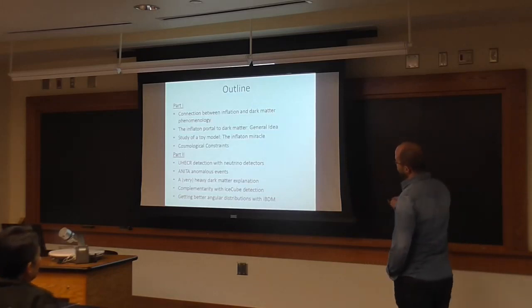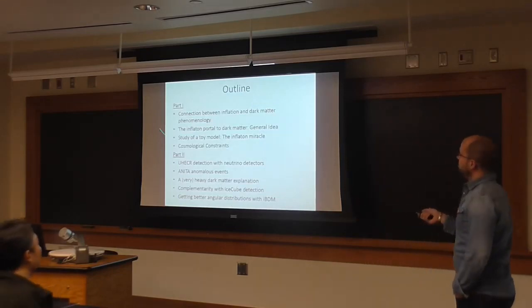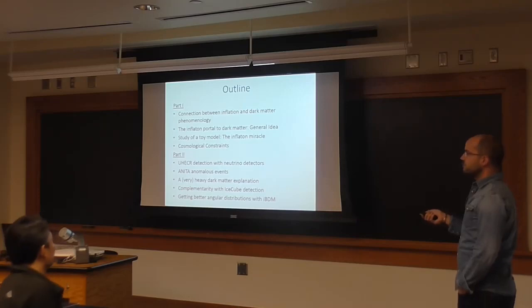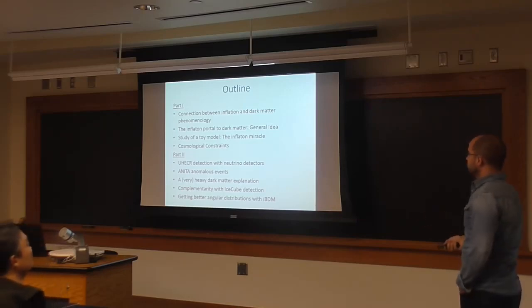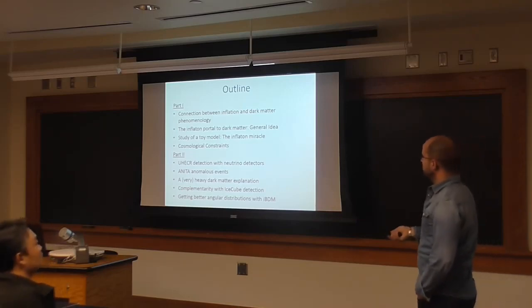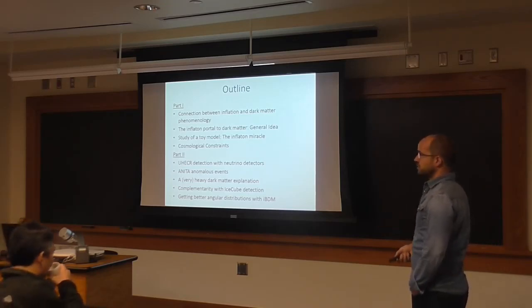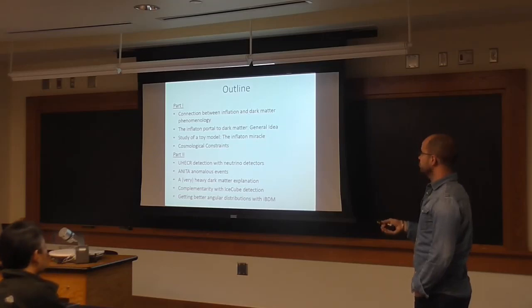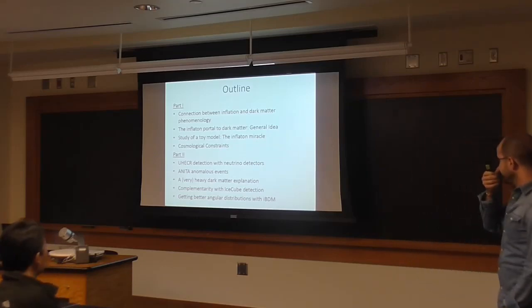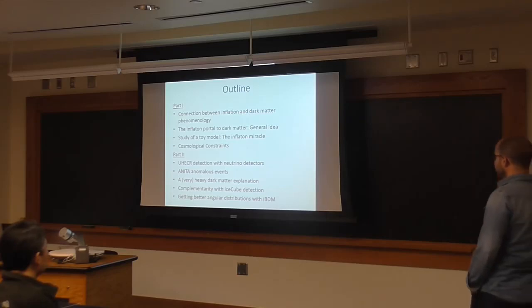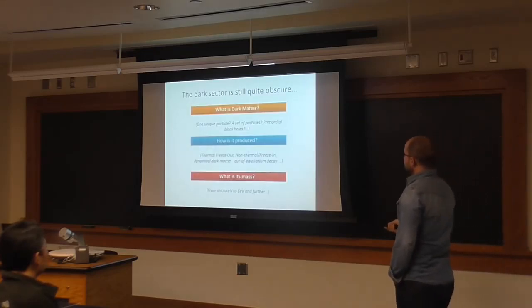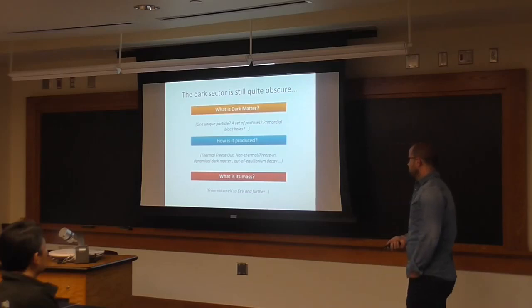The talk is divided into two parts. The first part will be about this inflaton portal idea, which is a new mechanism for producing dark matter in the early universe. The second part will be about the possible detection of experimental signatures in case this dark matter can decay into the neutrino sector. So let me start with some very general comments.